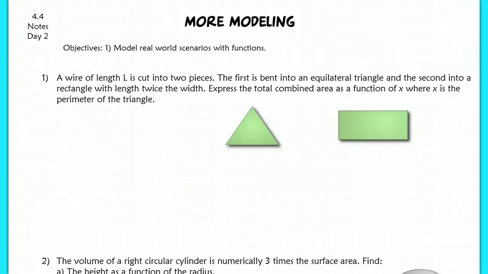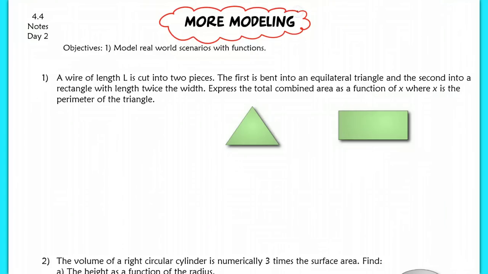This is section 4.4. We're going to be doing more modeling. Woohoo! Okay, so we're only going to do 5 problems today, but just in case this is still giving you a hard time with figuring out how to model these functions, then we're just going to go through these and hopefully give you some more tips and tricks for problem solving.